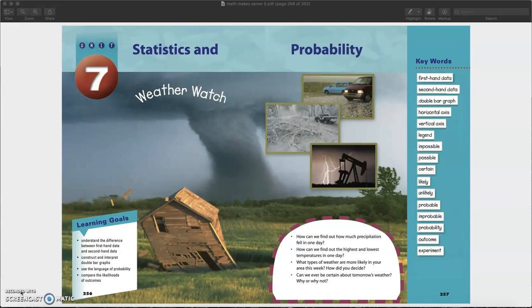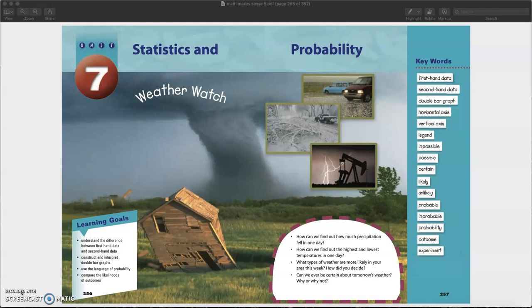So this first page, we'll just go over the vocab and the learning goals as usual. Learning goals: understand the difference between first-hand data and second-hand data. That's what we're doing today. Construct and interpret double bar graphs. Use the language of probability. Super easy. And compare the likelihoods of outcomes, which is also super easy.